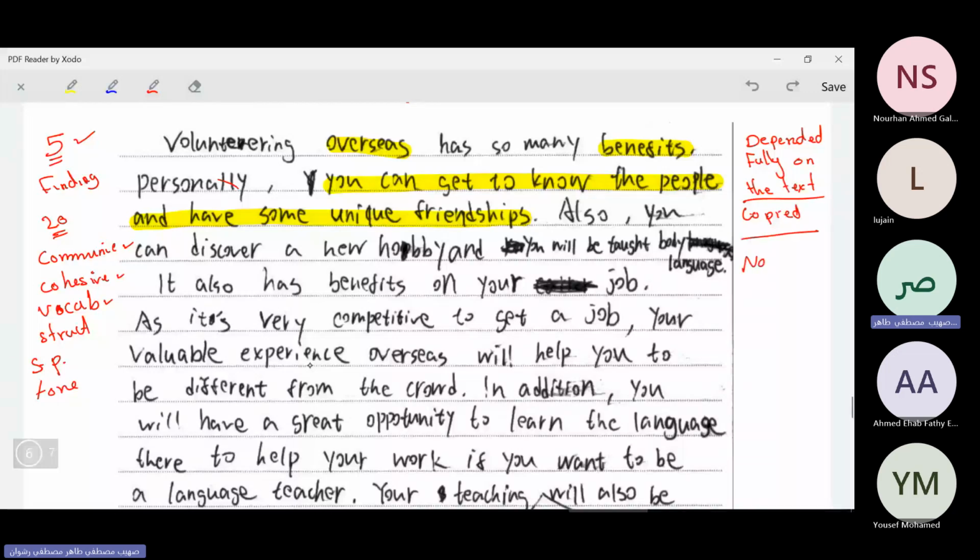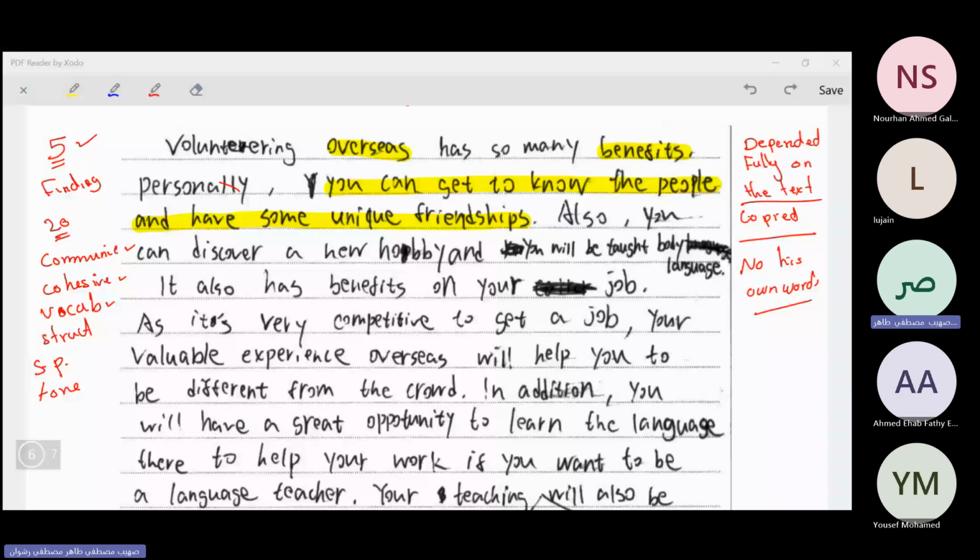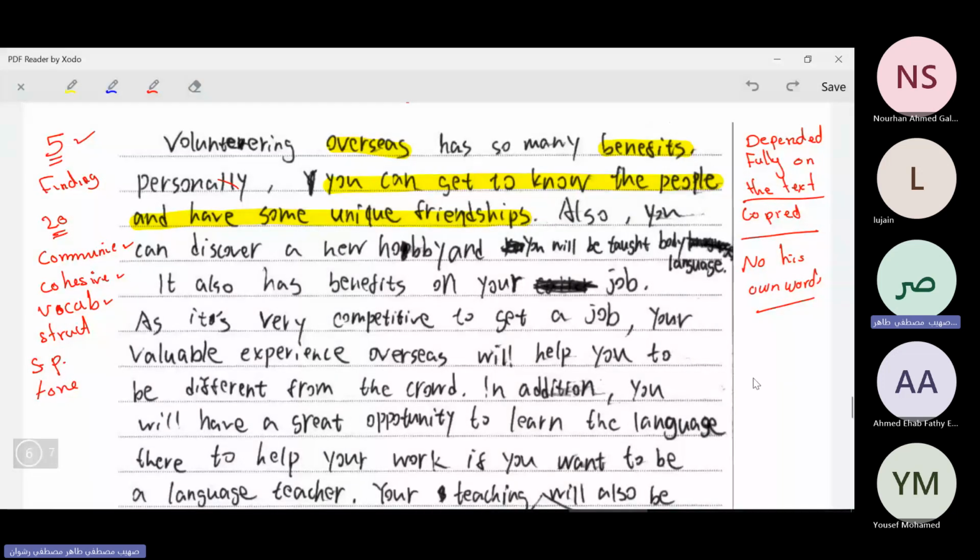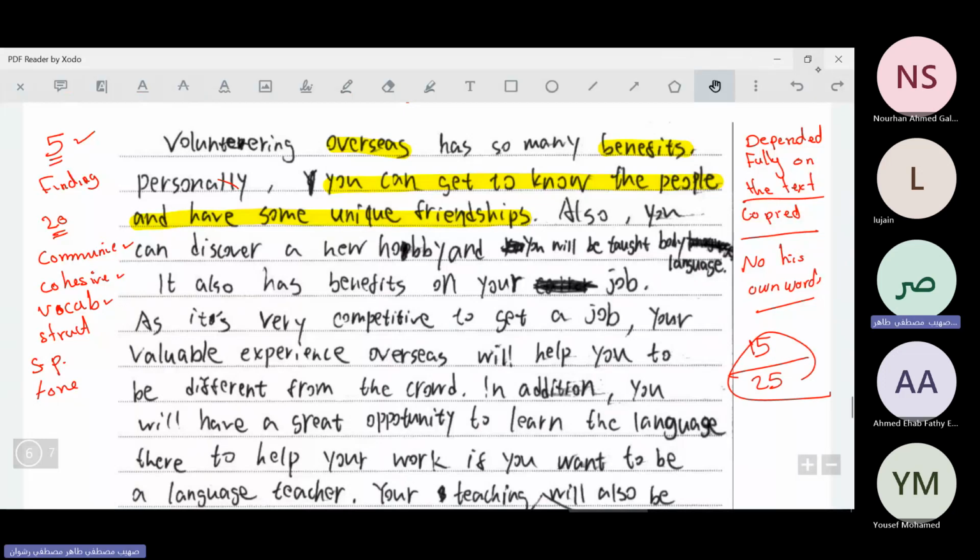He didn't attempt to use his own words. And this is the only thing, or let's say the most outstanding thing, on which you may be penalized or lose marks. Using your own words. Avoid copying anything from the text. Okay, so because of depending on the text, the student lost a lot of marks. The total marks for this answer is 15 out of 25 marks. Okay, so this is a very low score.